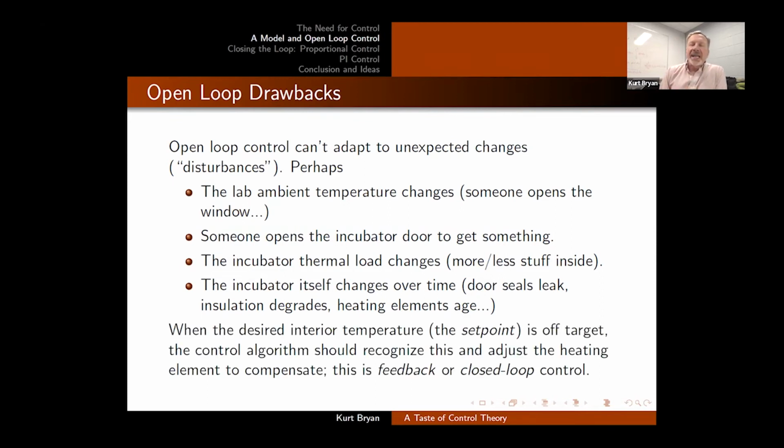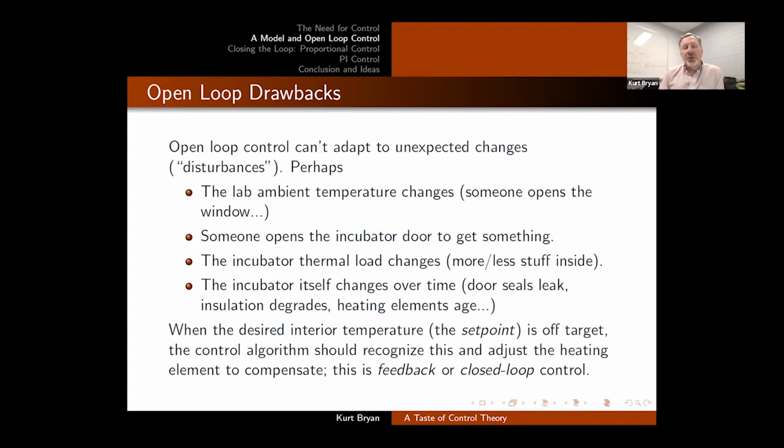What we need is to alter our control strategy so that the incubator can monitor its interior temperature and recognize when it's off target, and then feed that information back into the control strategy and say, uh-oh, the temperature's falling, turn the heater up. Or the temperature's too hot, turn up the cooling. This is called feedback or closed loop control. This is where it gets interesting.